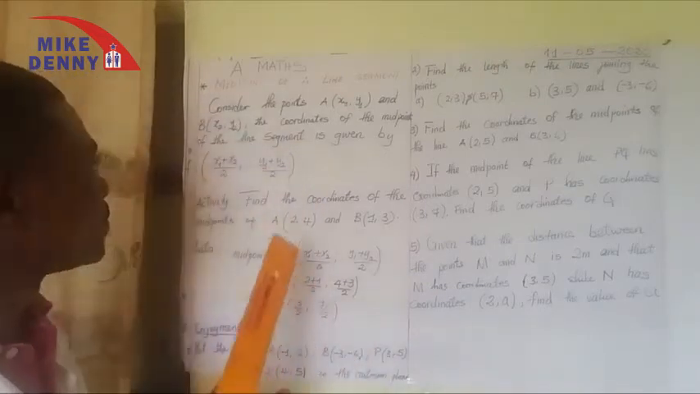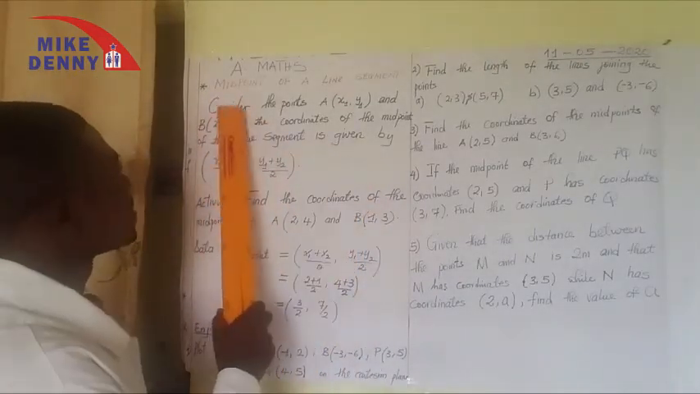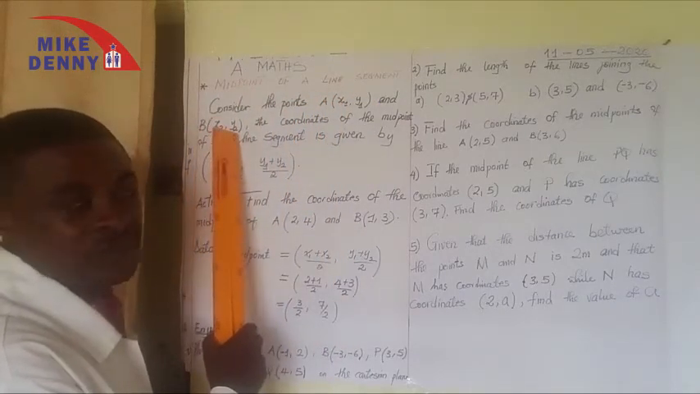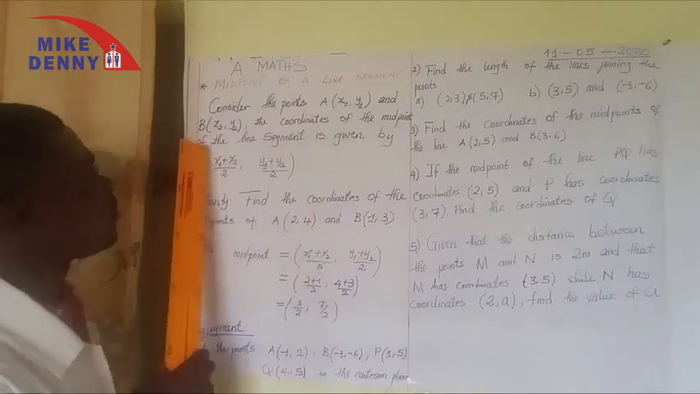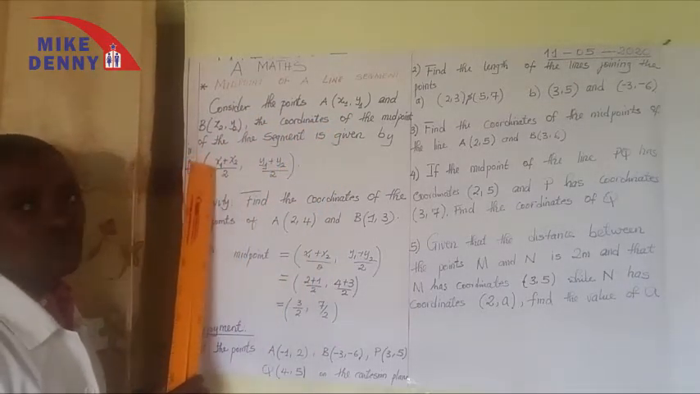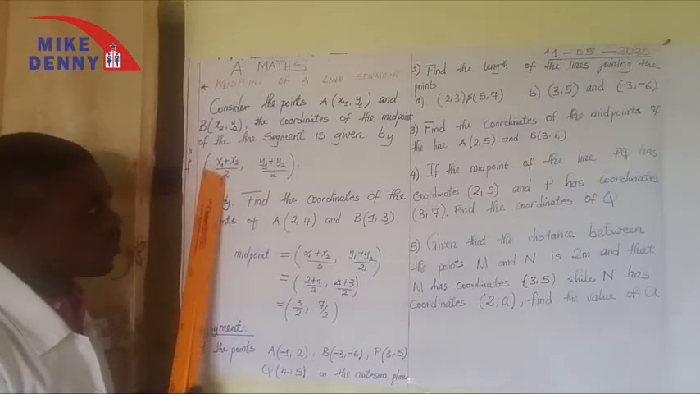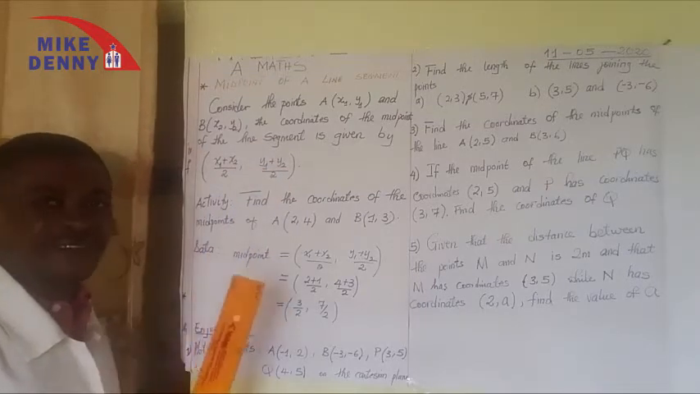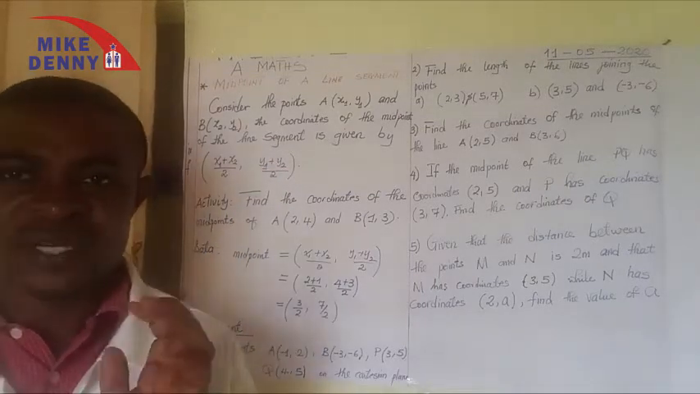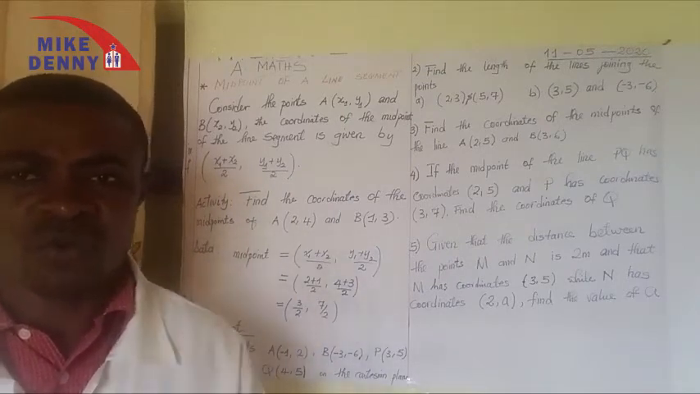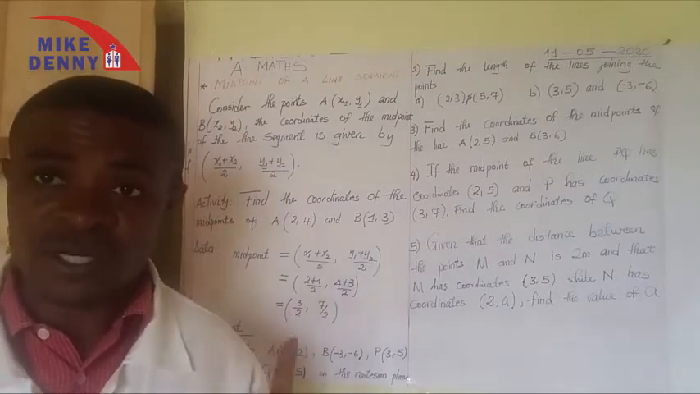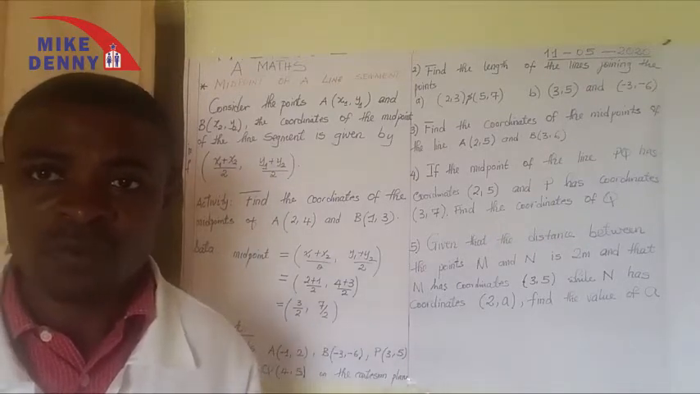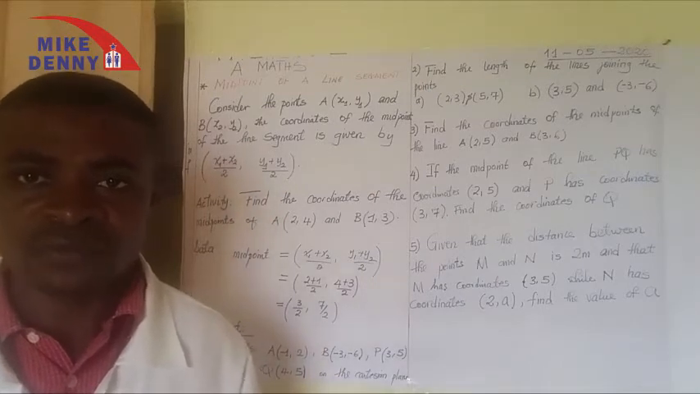Look at what I have on the board. I read, then you copy. Consider the points A(x1, y1) and B(x2, y2). The coordinates of the midpoint of the line segment are given by ((x1 + x2)/2, (y1 + y2)/2). That is all for midpoints. You just need to identify your x1, y1, x2, y2. When you are given two points, the first point always has coordinates x1, y1, and the second point has x2, y2. That is how it works.